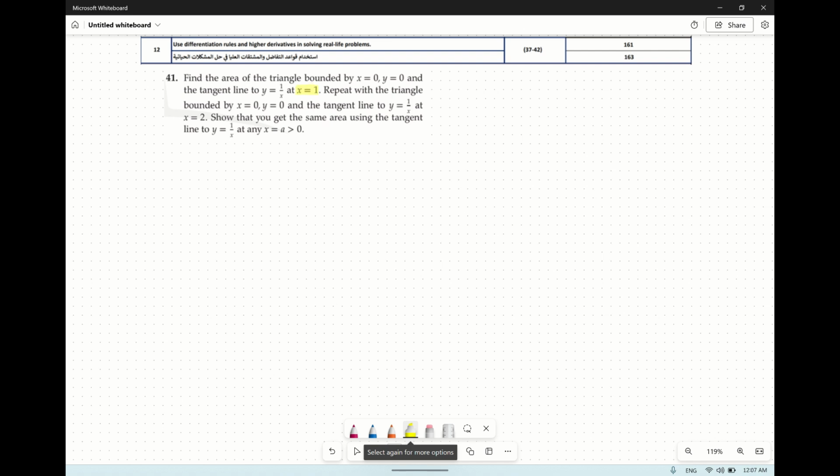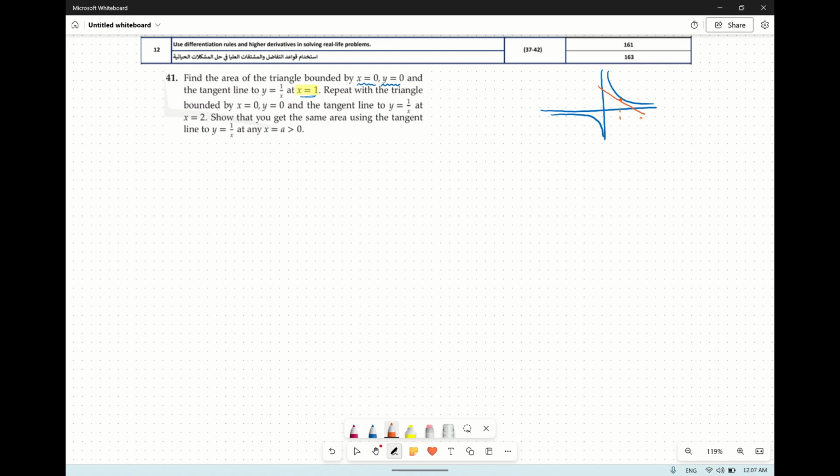Starting with the first part, which is at x equal to 1. Okay, if I were to make a small sketch over here, the graph of 1 over x looks like this. Now they are telling us we are interested in the one that is bounded between y equals 0, x equal to 0, and x equal to 1. So the equation of the tangent is at x equal to 1, which is here. So this is the point here. And this is the equation of the tangent.